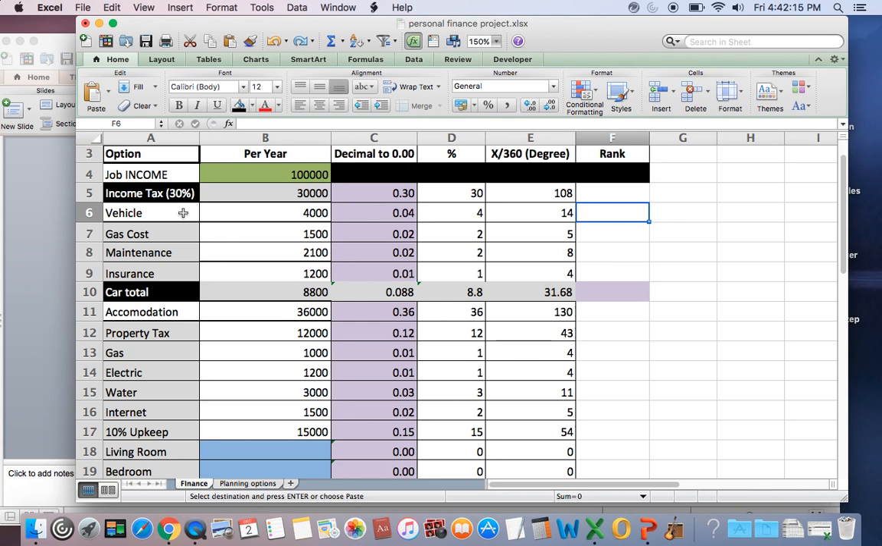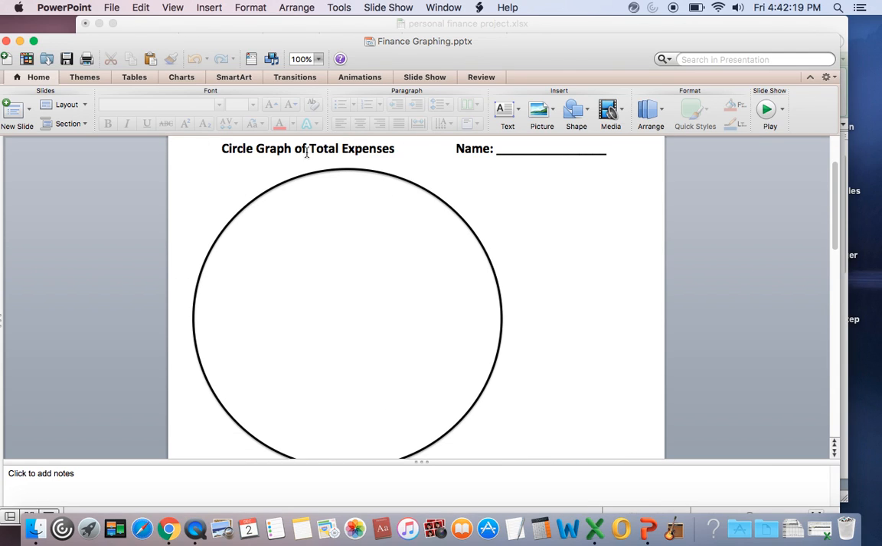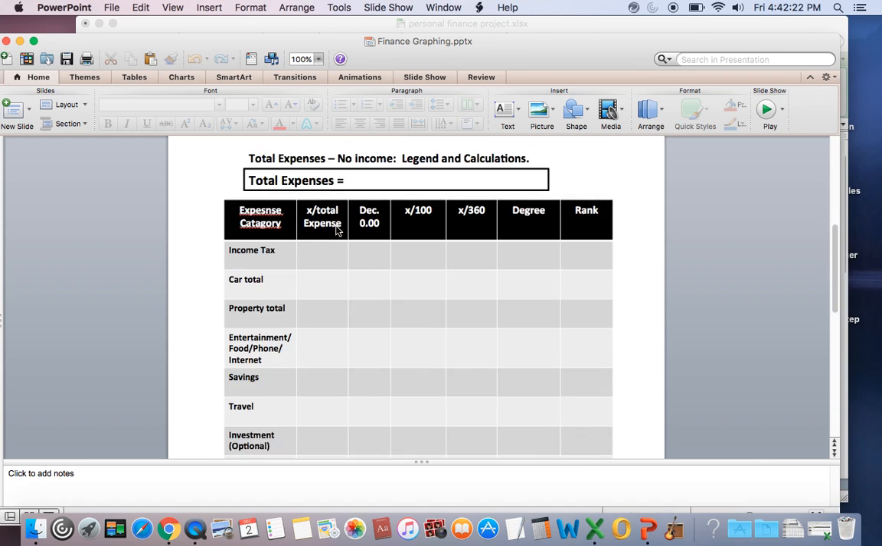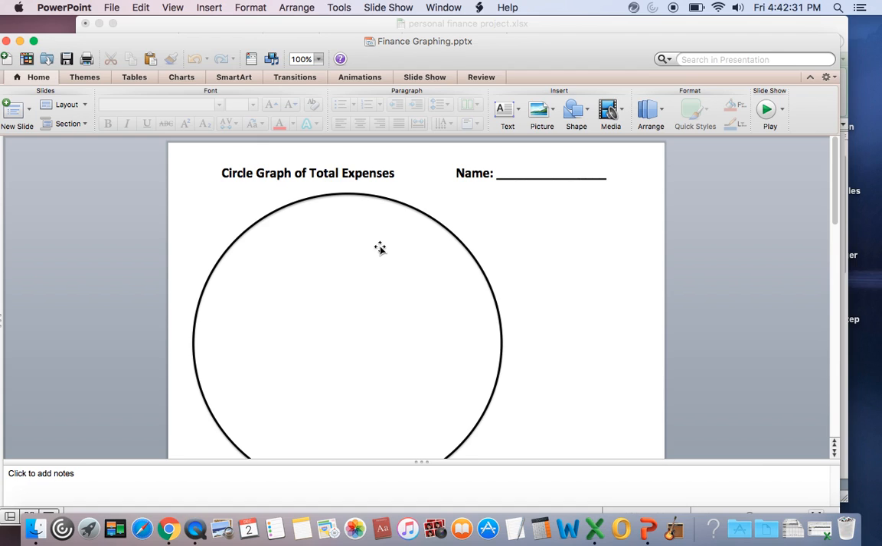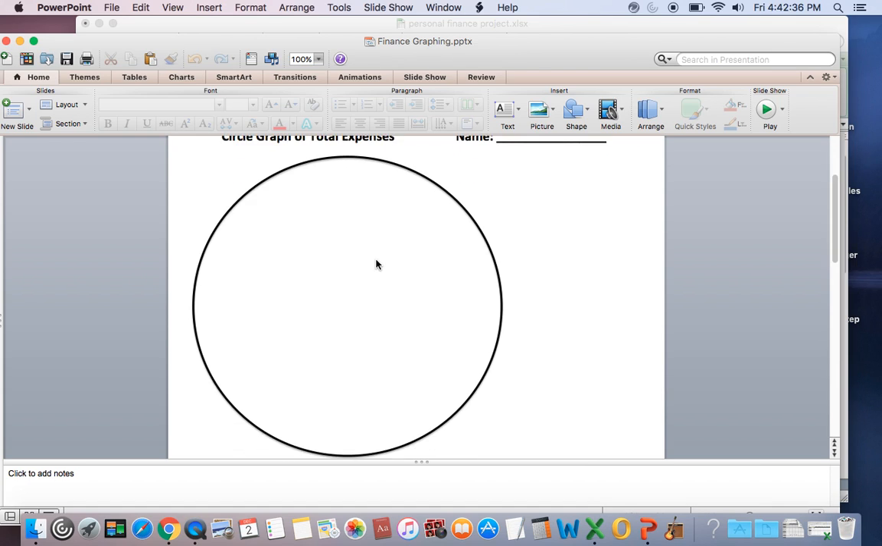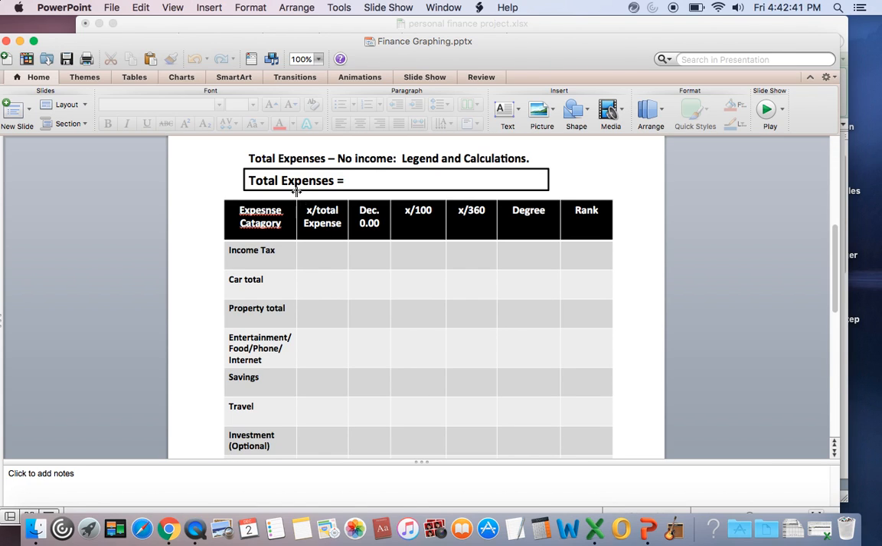So this time we're going to be graphing your expenses on the big graph. Now in the first graph, these circles represented the percentage of your expenses to your income. Now the difference is with this graph, we're just going to graph your expenses. So the calculations are slightly different. First thing is on this sheet, you'll see it says total expenses. So this means no income, shouldn't be a minus. So we have to calculate our total expenses.